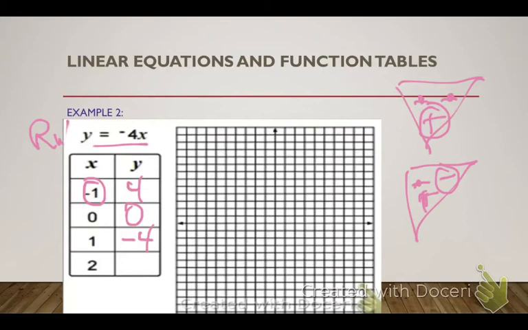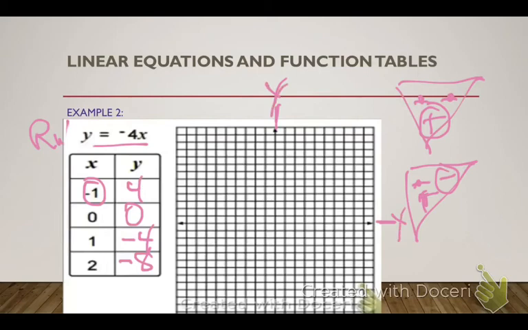And then you have 2 times a -4, same thing. 2 times 4 is 8. One's positive, one negative, so you have a -8. Okay? So again, we want to make sure we know where the y and the x axes are at. Here's y, here's x over here.